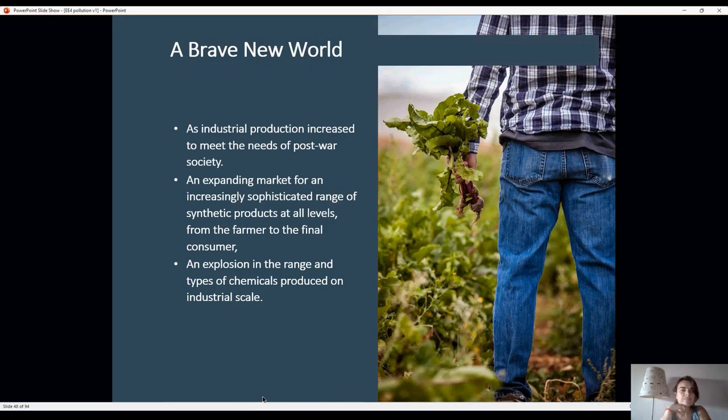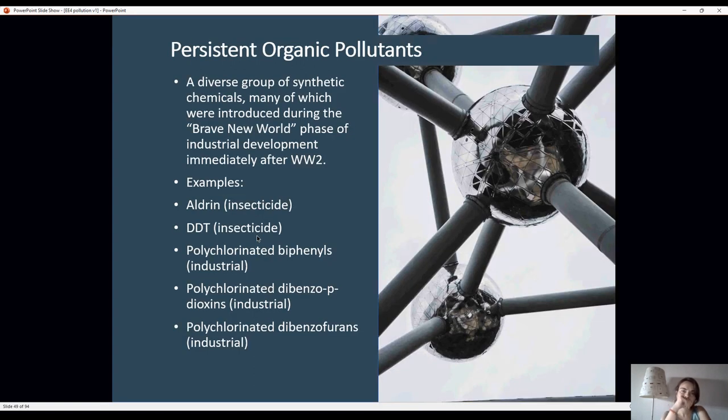So there's a need for more people making more things, and in particular synthetic products. I'm just going to move on to these. So I've introduced the idea of the persistent organic pollutants. This is a group of chemicals. It's quite a diverse group. Some of them are related to each other. Some of them are not.